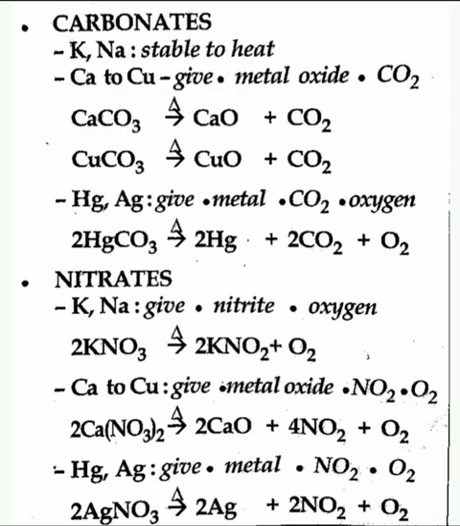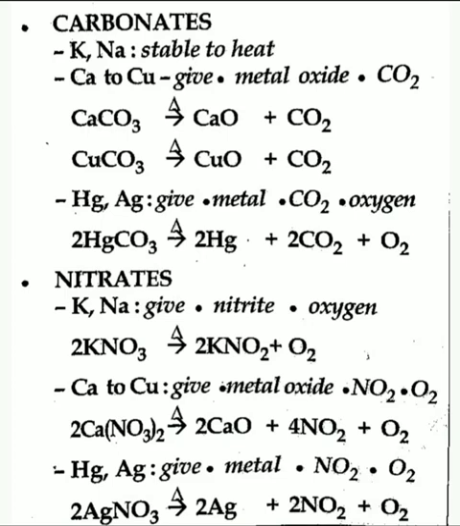They produce potassium nitrite plus oxygen. That means KNO3, when it is decomposed in the presence of heat, produces potassium nitrite, KNO2, plus oxygen. But from calcium to copper, when the nitrates of calcium, copper and so on are decomposed, they produce what? Metallic oxide plus nitrogen dioxide plus oxygen.